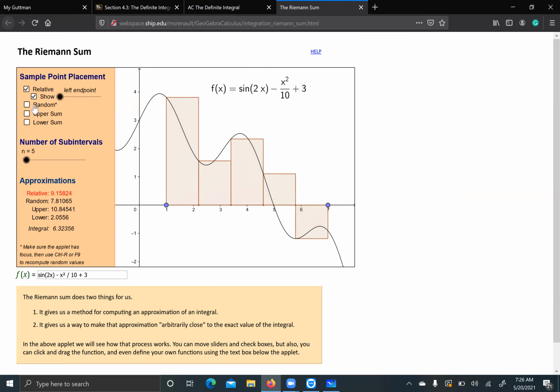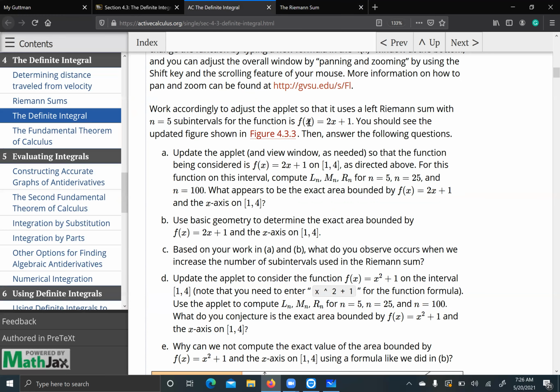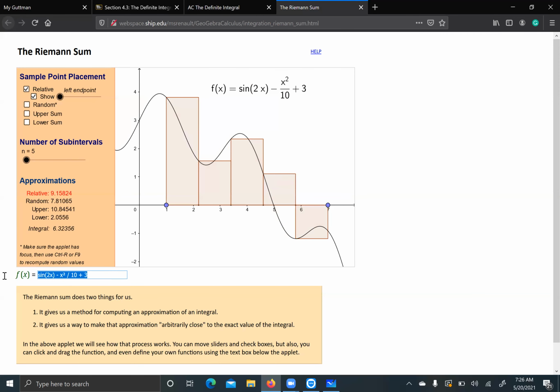So we need to calculate. 5 is small, so you can also do it by hand, but that means we calculate the area of 5 rectangles. And the function is 2x plus 1. So I'm going to change the function to 2x plus 1. That's going to be a line.